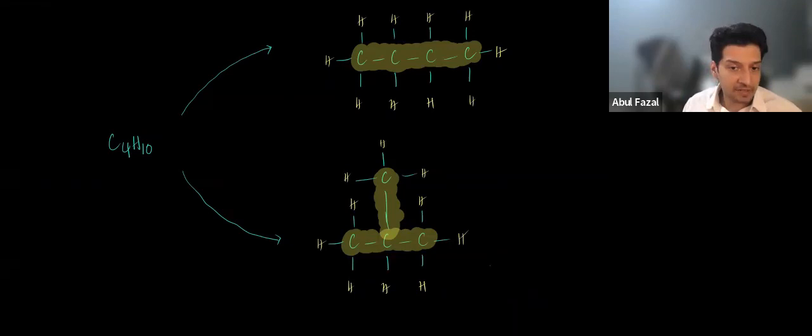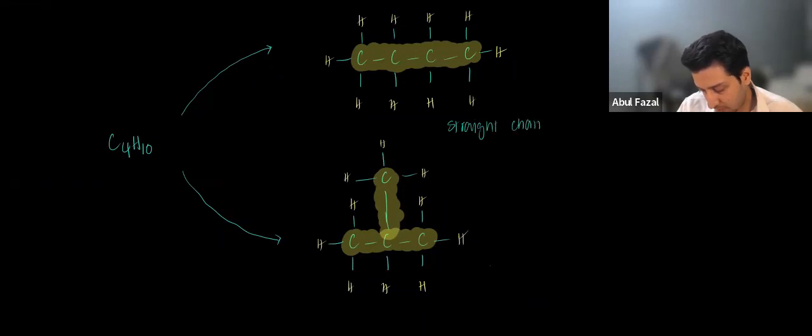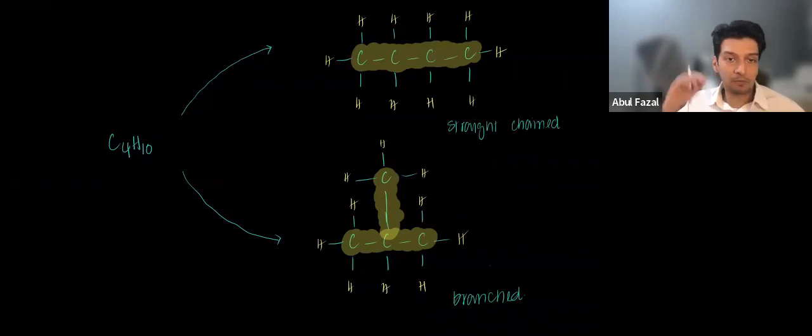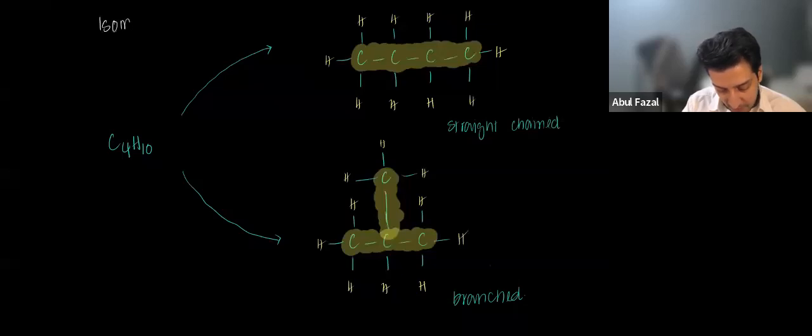Is it an alkane? Yes. This is called a branched alkane or a branched hydrocarbon or a branched molecule. This is straight chained. Because organic molecules, you see them as a chain. And this is branched. Okay. Now, this is what isomerism is. These two are isomers of each other.